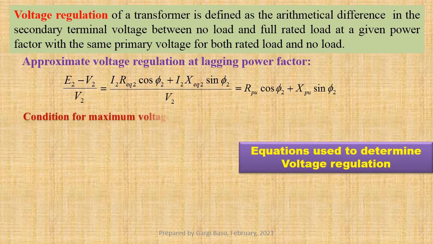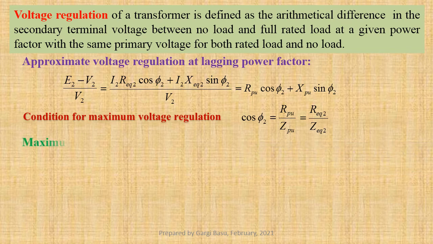Condition for maximum voltage regulation: cos phi 2 equals R per unit by Z per unit, or Req2 by Zeq2. Expression for maximum voltage regulation: (E2 minus V2) divided by V2 equals Z per unit.